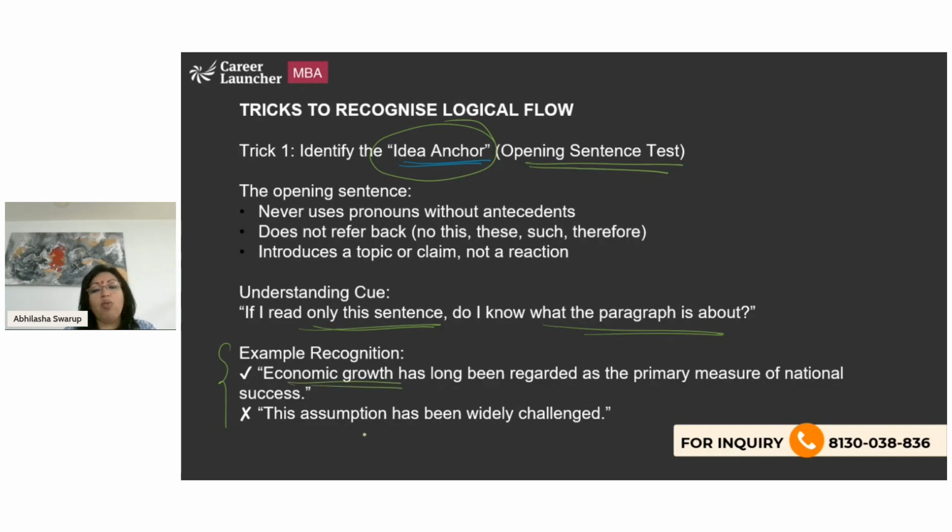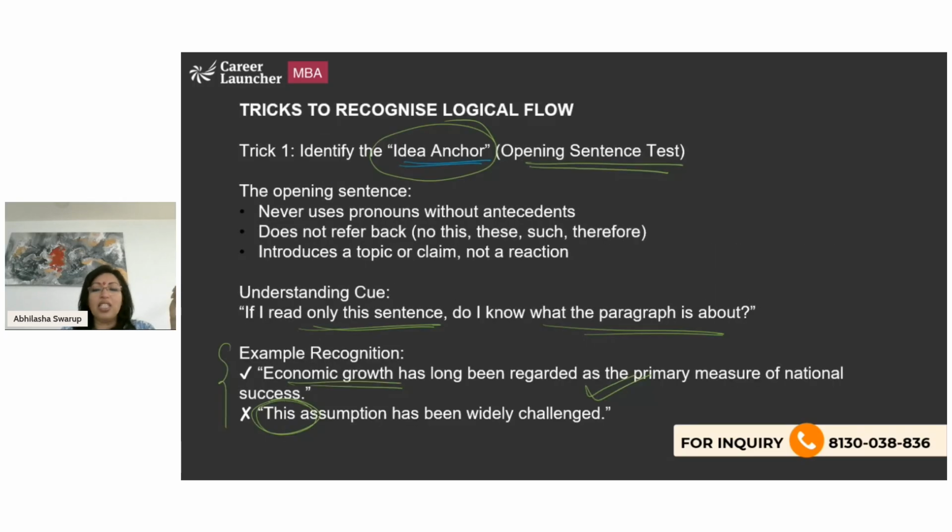This assumption has been widely challenged. I know this assumption must have some reference prior to it, which is not given here. Therefore, the second sentence cannot be a good idea anchor. While the first one is definitely a good idea anchor that will help you understand, okay, we are talking about economic growth. We are saying that it is considered the primary measure of national success. That means if a nation is successful, number one measure of that will be economic growth. So that starts the idea, and then you go on from there.